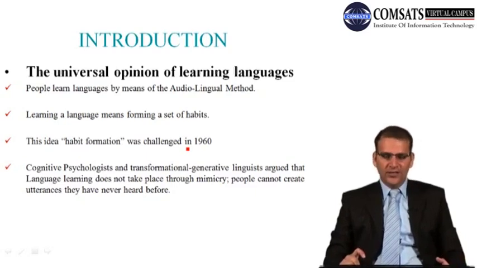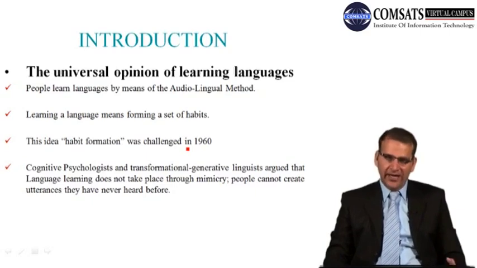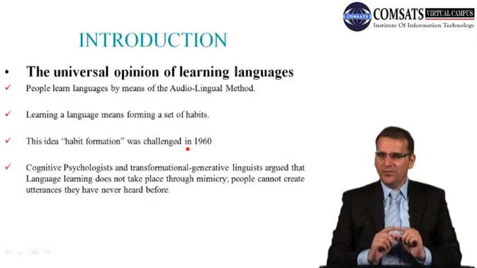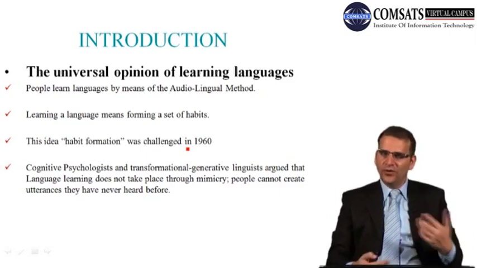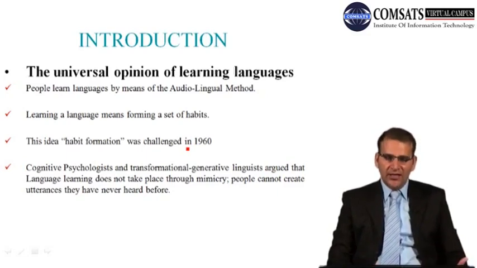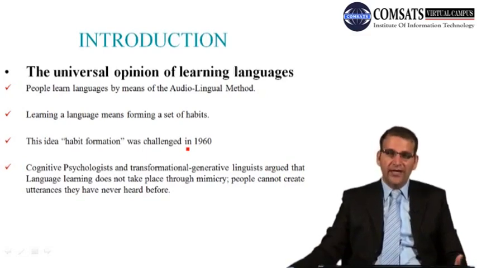So cognitive psychologists, and then transformational generative linguists. You might have heard of transformational grammar, TG. These linguists argued that language learning does not take place through imitation. This is a contradiction, because in the last method we saw, dear students, that language is acquired through imitation, through reinforcement, and through what else? The audiolingual method says that, but here this is challenged in 1960: language cannot be learned this way. Language learning is a continuous thought process.